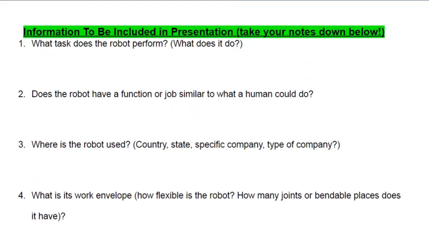Here we go. So what you have to research. So what task does your robot perform? We need to know what it does. That's the beginning, kind of explaining what the name of your robot is and what they do. Okay. Second question is looking at, does it have a function similar to what a human could do? Okay. Where is your robot used? Try to be as specific as you can. List a company, list a country, a state.